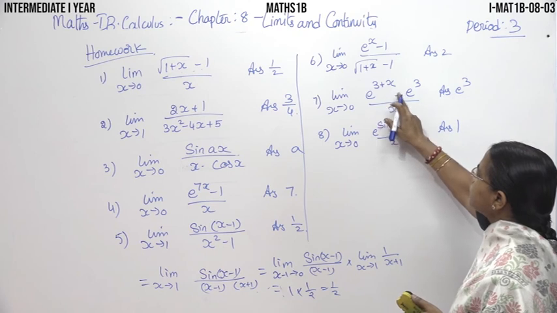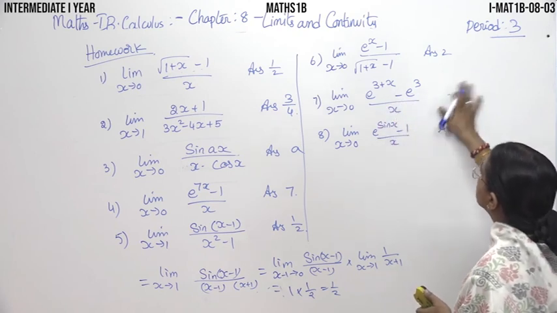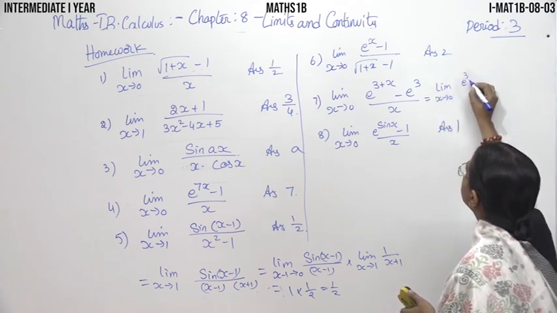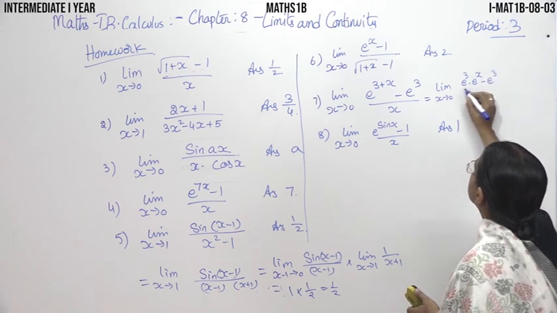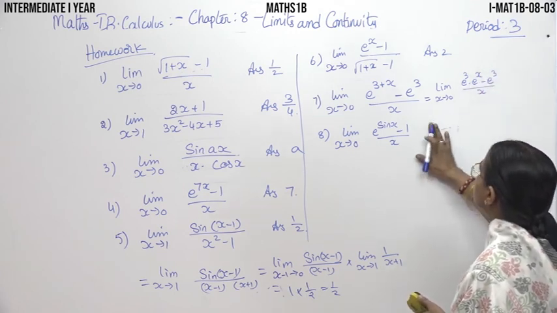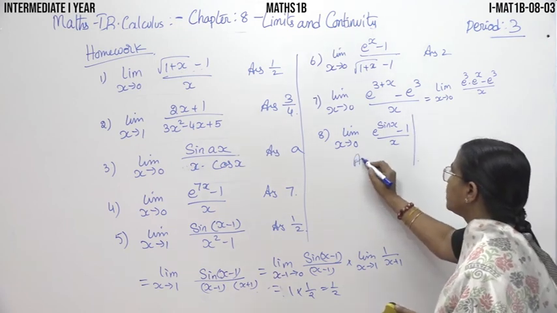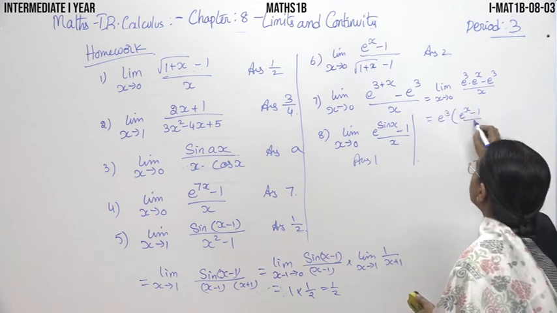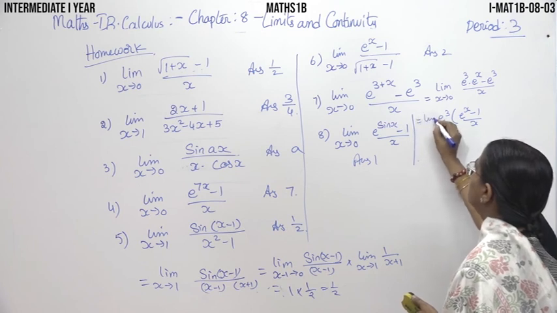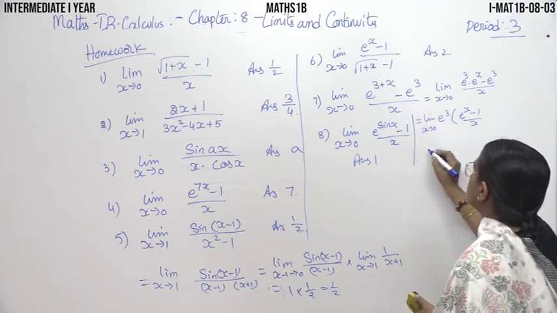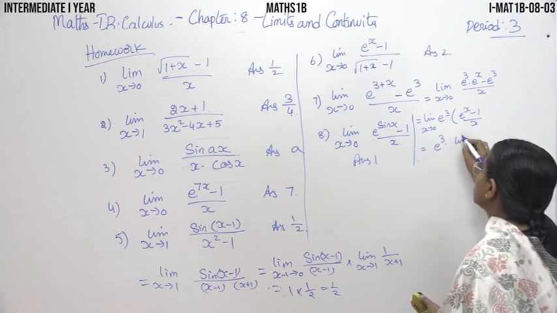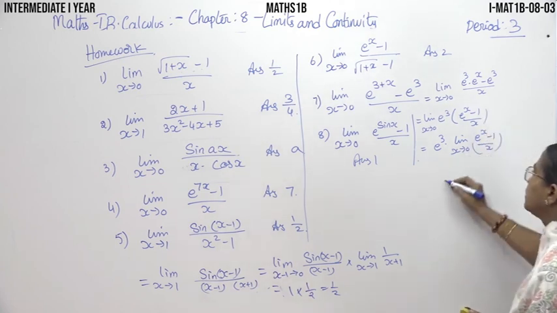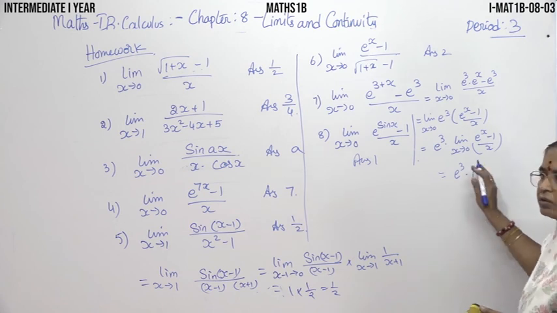Okay, now here how you do is, the answer is e cube. So what you do is limit x tending to 0 of e cube into e power x minus e cube by x. Take e cube common. For this the answer is 1. E cube into e power x minus 1 by x. E cube is a constant number, so e cube you can write outside. So e cube into limit x tending to 0 of e power x minus 1 by x, which is equal to 1, standard limit. So the answer is e cube into 1. So like this we do.